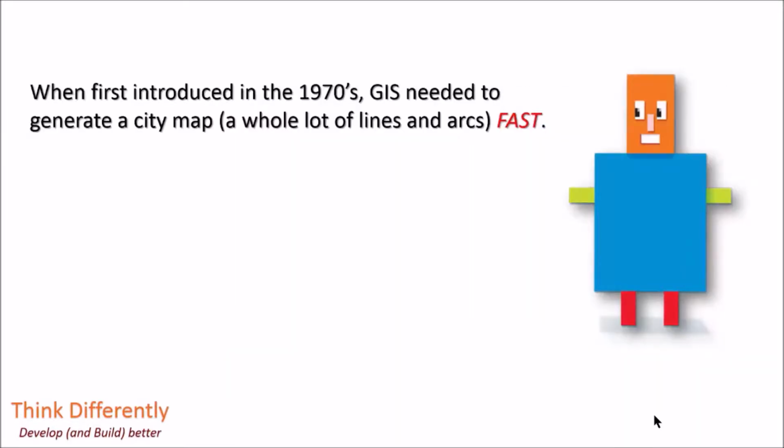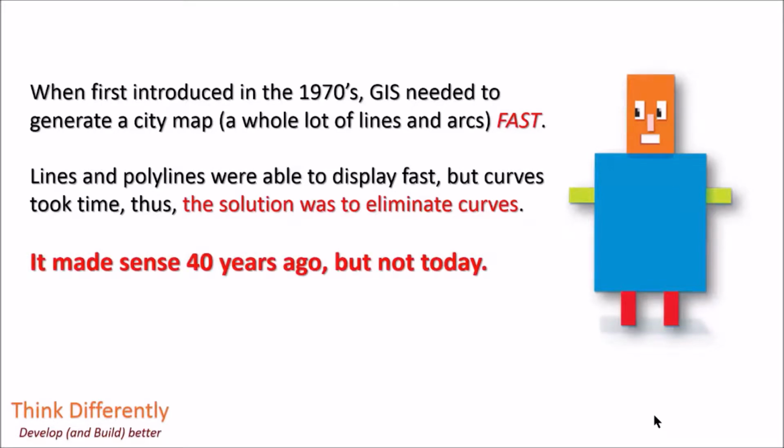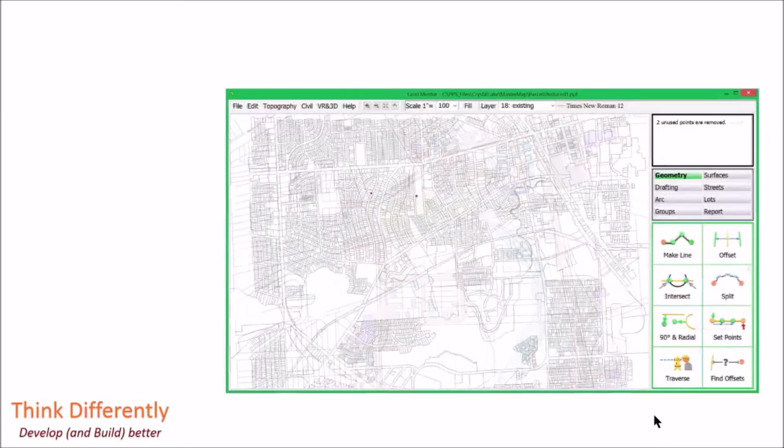So when first introduced in the 1970s, GIS did not work on fast computers. Computers were pitifully slow. So the only way you could get speed is to create a polyline, or a line that went through a series of coordinates. And that polyline was closed, which would give it area. So if you draw a curve, it took a tremendous amount of time because of the calculations, because the computers were slow. So the solution was to eliminate the curves. Yeah, that may have made sense 40 years ago, but certainly not today.